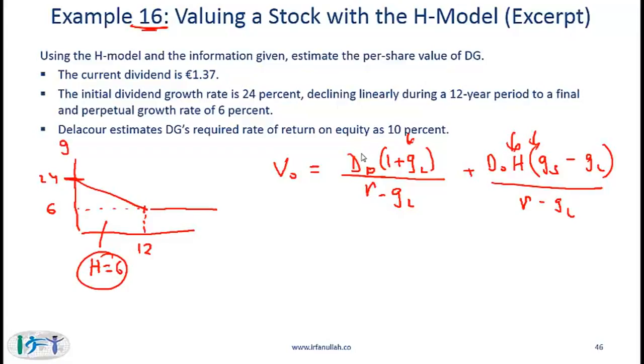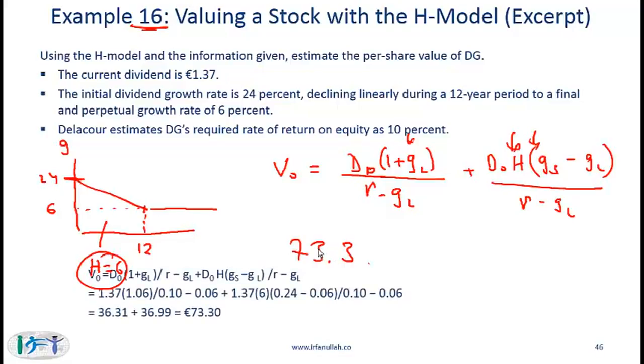And put in all the numbers that are given, what you should end up with is approximately 73.3, which is shown right here. A classic mistake might be to plug in the full number 12 over here, but remember H is for half, so it has to be half of that number.